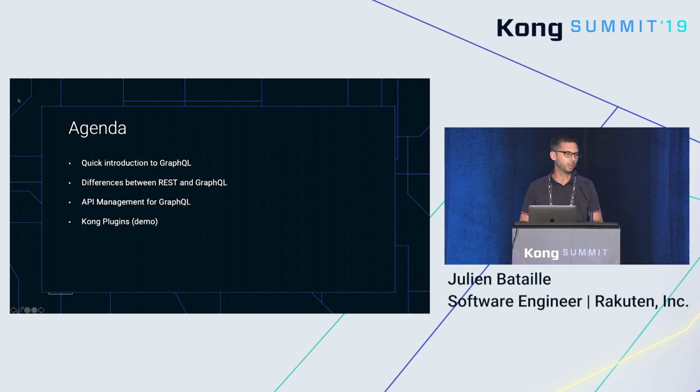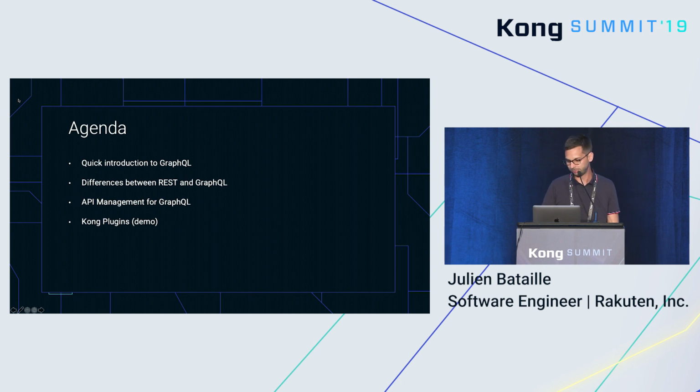To do that, first, I will briefly talk about what GraphQL is. This is not a talk about GraphQL, but I think it's useful for the context to make a quick introduction. And then I really want to highlight the differences between REST and GraphQL and how it's impacting the way we implement API management policies. And finally, I will show you two Kong plugins we implemented. And maybe at the end, if we have time, I will make a live demo of one of those plugins.